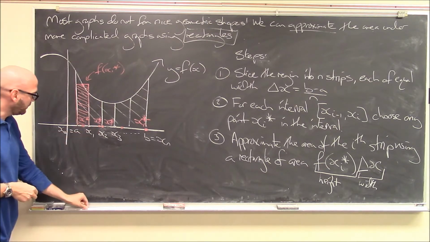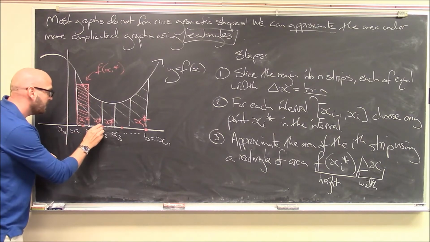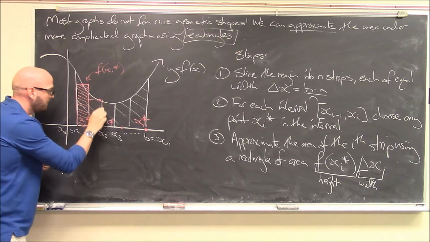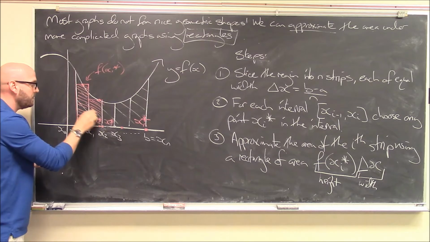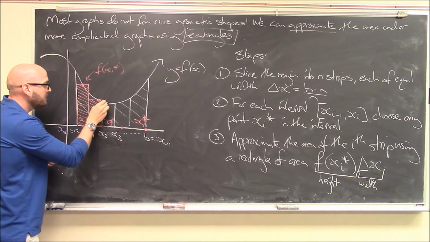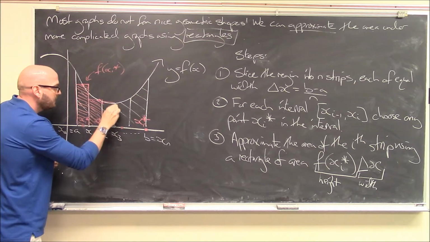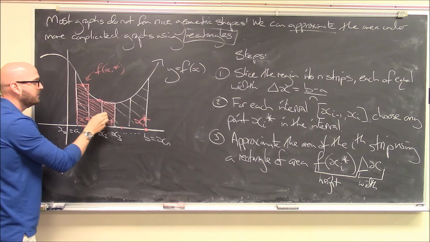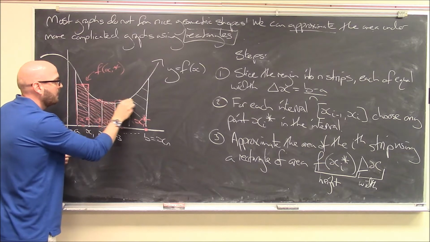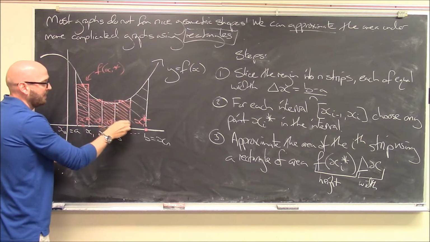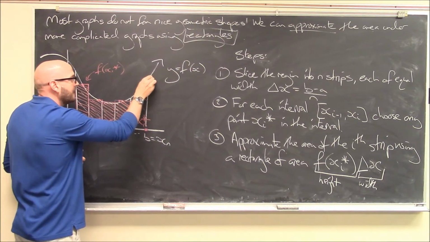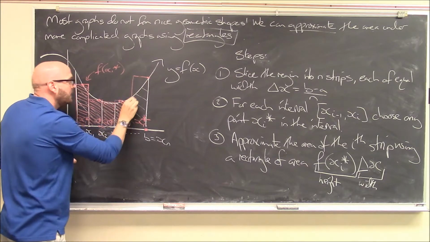So what about the next one? The next one I chose x sub 2 star to be right here. I'm going to come in and look at the function value right there, and that's the height of the rectangle I'm going to choose. What about the next one? I chose the very left endpoint here for x sub 3 star. So I'm going to look at the function value right there, and that's going to be the height of the rectangle that I choose to approximate that strip. The next one, we came in right here in the middle again. And last but not least, I chose the very right-hand endpoint for this last one, so we'll look at the function value right there, and I'll take a rectangle of that given height.